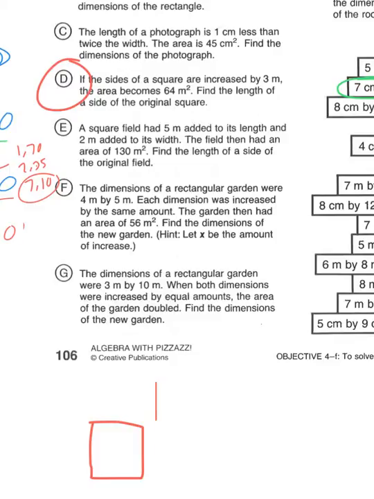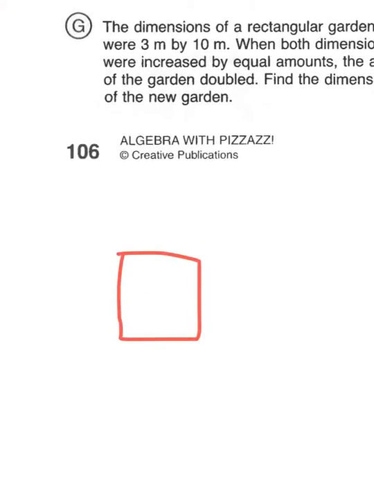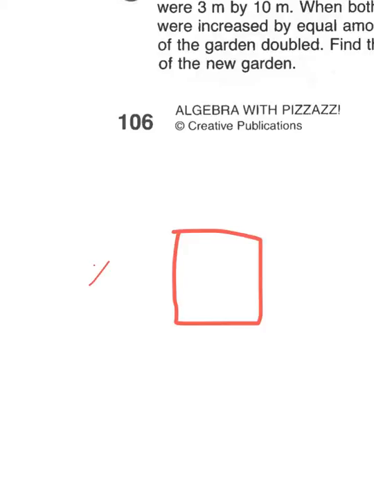Okay, well, both of the shapes I'm going to be dealing with are squares. Because I've got a square, it means the sides are the same, and then both sides are increased by 3. So then I'm still going to have another square. It's just that this side is going to be x plus 3, and this side is going to be x plus 3.